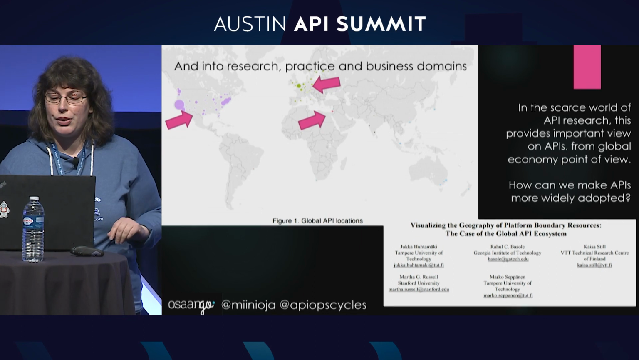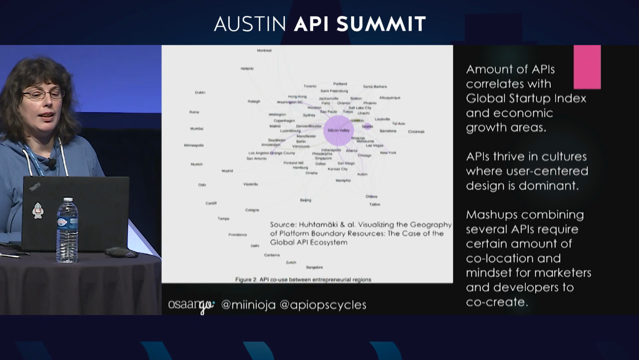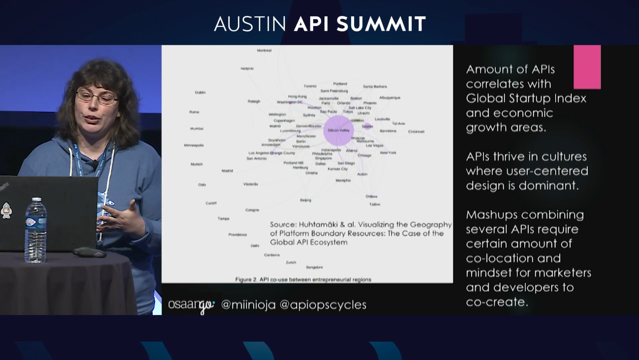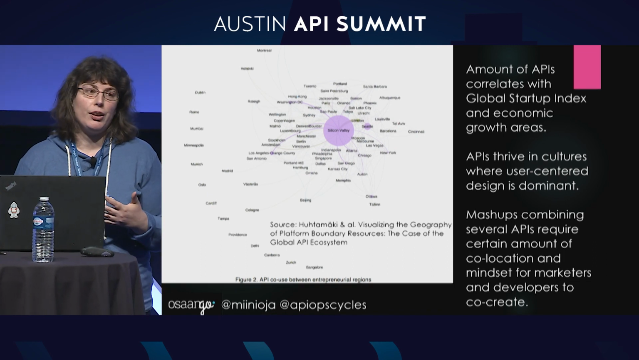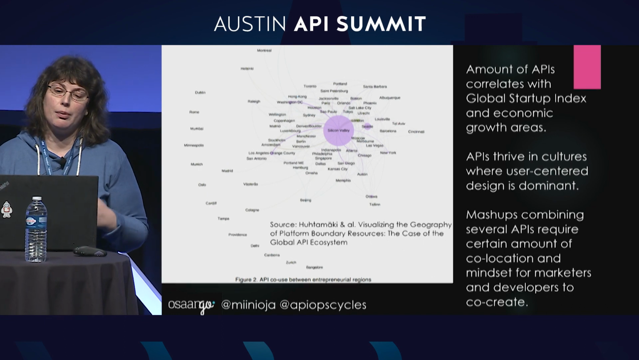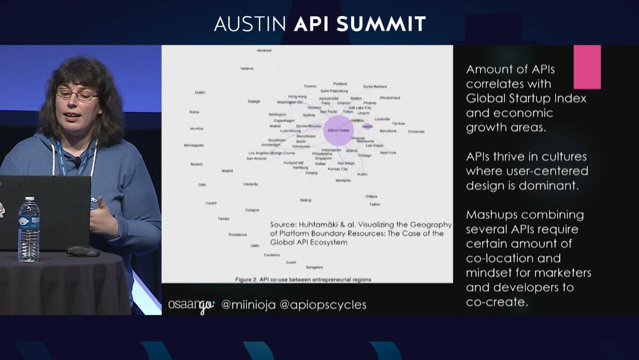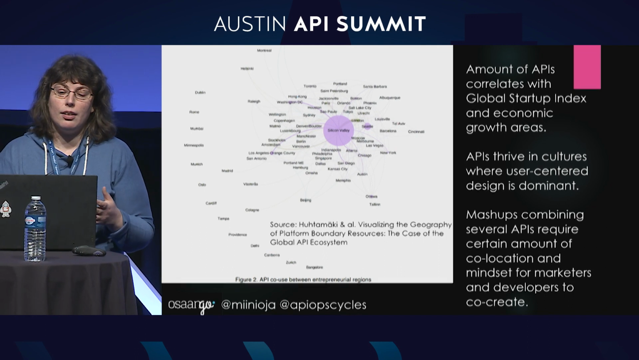So some researchers made studies about it, and they actually found out that APIs thrive in cultures where user-centered design is dominant. And especially combinations of APIs, combining different APIs to actually make a working service, they thrive in locations where there's a kind of co-location and mindset for marketers and developers to co-create. And in some parts of the world, it seems that that doesn't really happen.